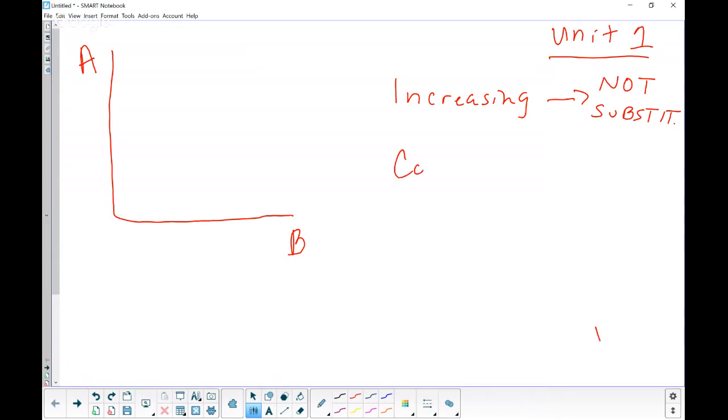And then we also have what is called constant. This is when our opportunity costs are relatively substitutable. So we'll put substitute here. If we're going to do an increasing opportunity cost curve, it's going to look like this. It's going to be bow-shaped. And we have points on the graph. A lot of times they'll ask about points like A, B, and C.